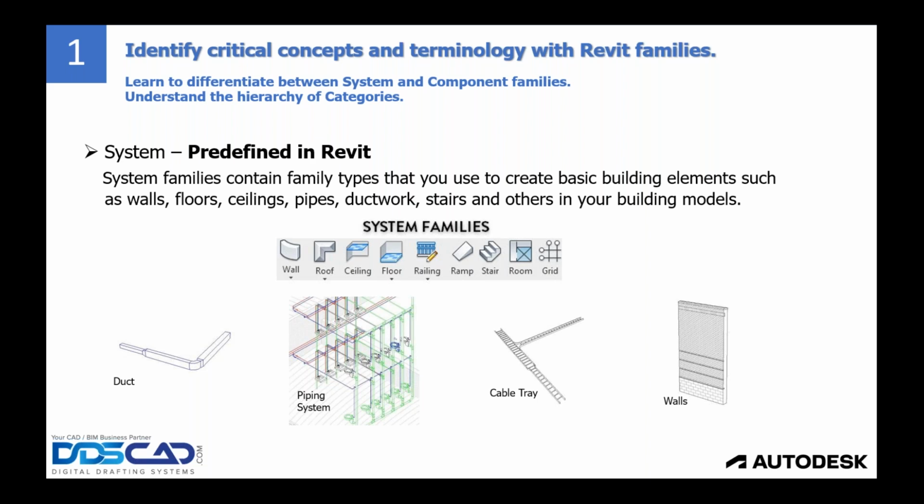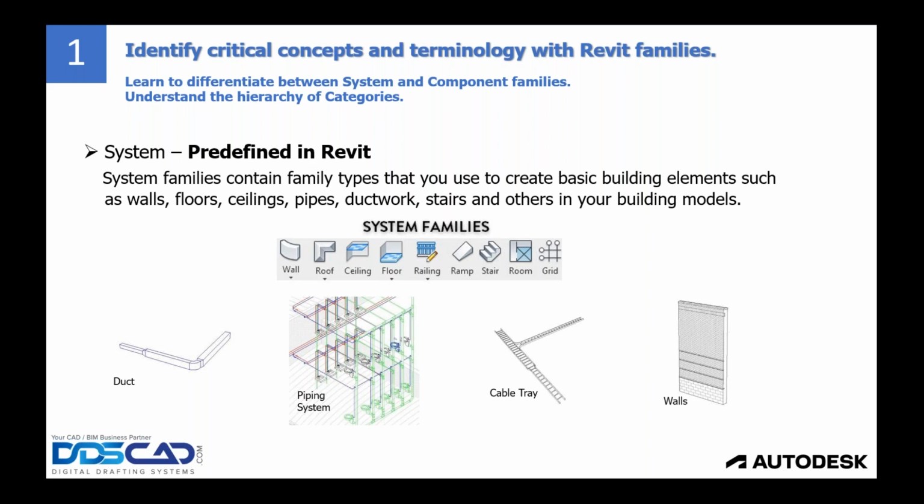System families are the families that are predefined by Revit. Many people know that concept, but don't really understand that this means that these families are the ones that we use regularly in Revit templates and projects to create basic elements: walls, floors, ceilings, ductwork, stairs, foundations, etc. These are the system families predefined by Revit.